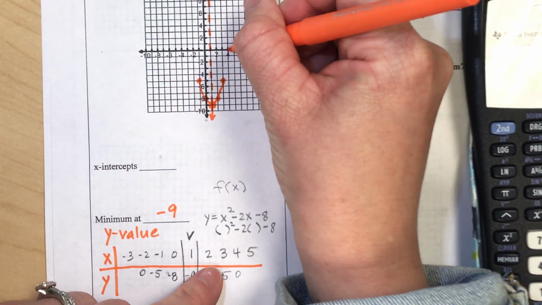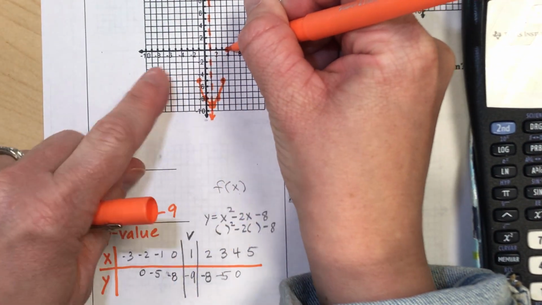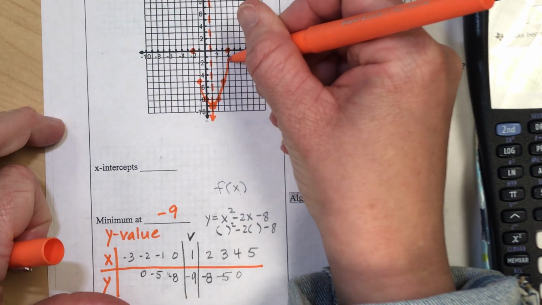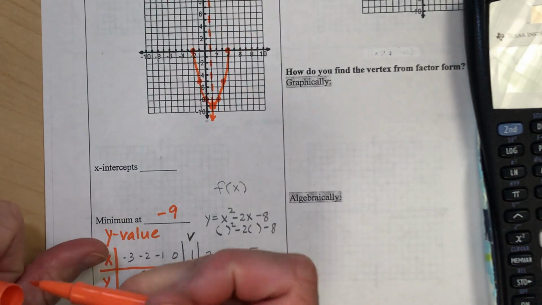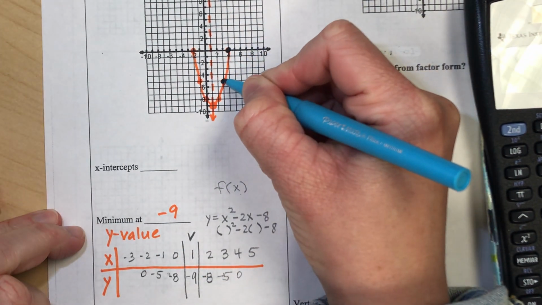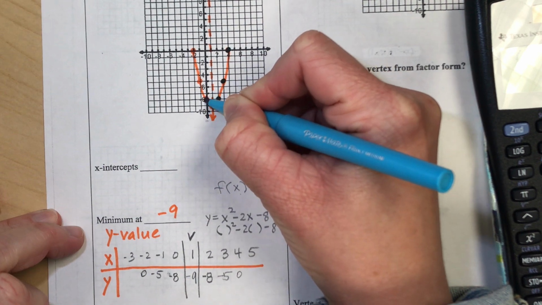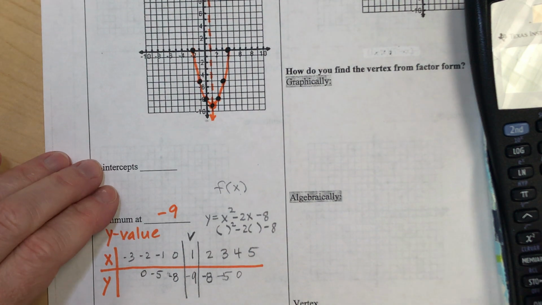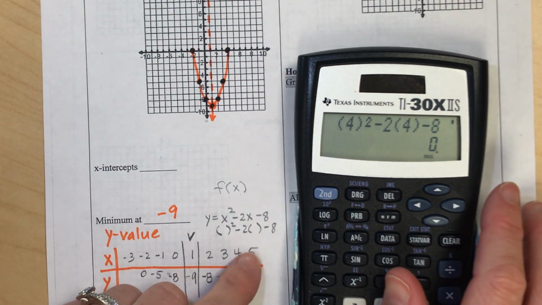So at 4, 0. Oh, look, now I know my intercepts. My x-intercepts specifically. So this will continue to go up this way. And maybe I want to just kind of highlight those points a little bit more. And then now let's plug in the number 5. So I'm going to go out 5.